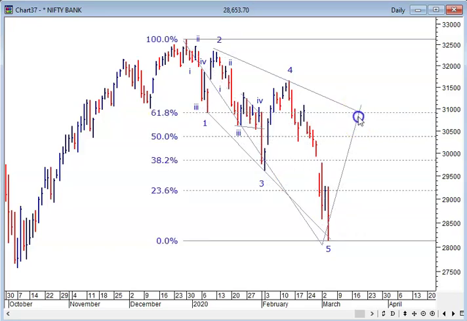and then you falter from there and then start a larger. So this 5-wave decline would be wave A or 1, and then you would start 2 or B. So this is one alternate.